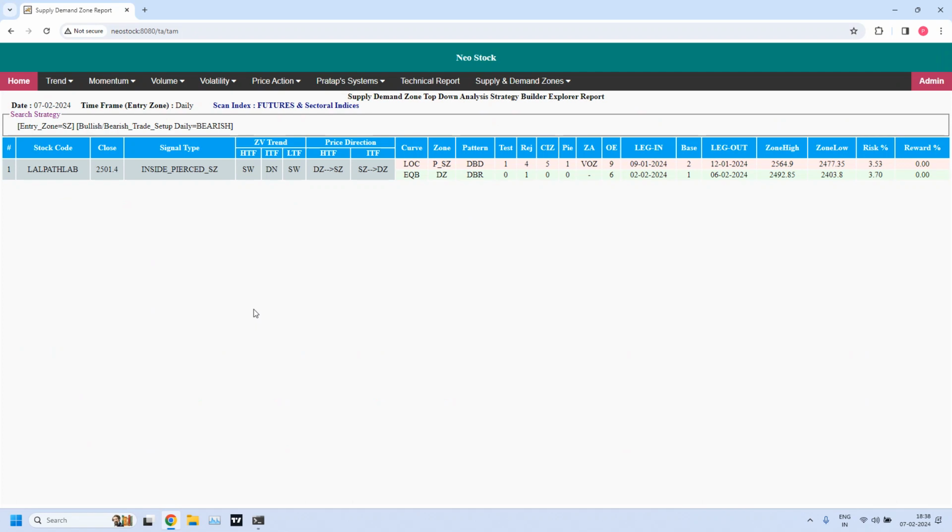Only one stock is there. Even yesterday also this is the only one listed. But this supply zone is pierced. So that means we don't have any opportunities at present. See, the reason is whenever our market is near the all-time high or at the all-time high, mostly you don't find bearish trade setup related stocks. It is hard to find.